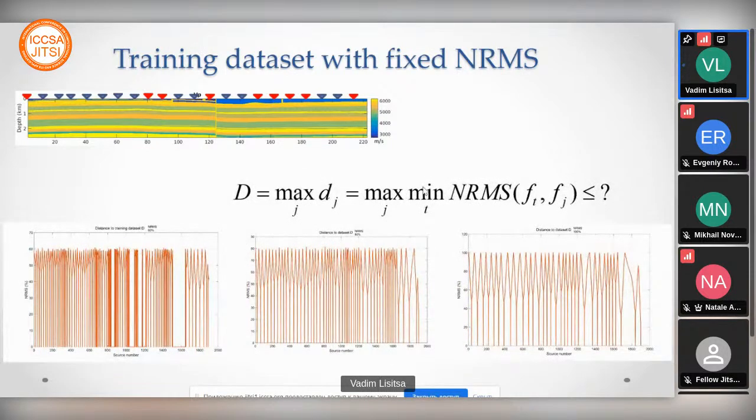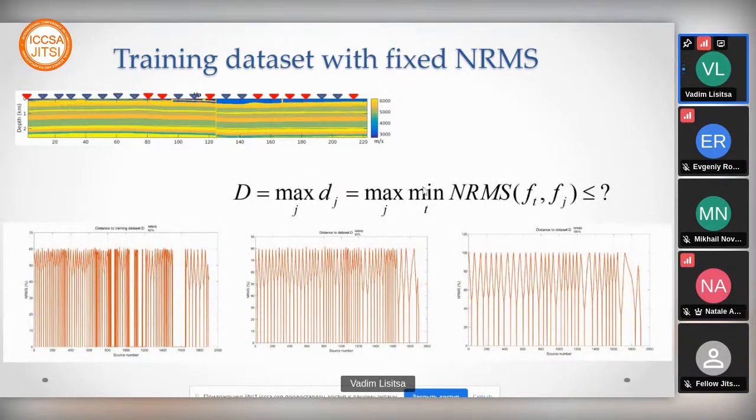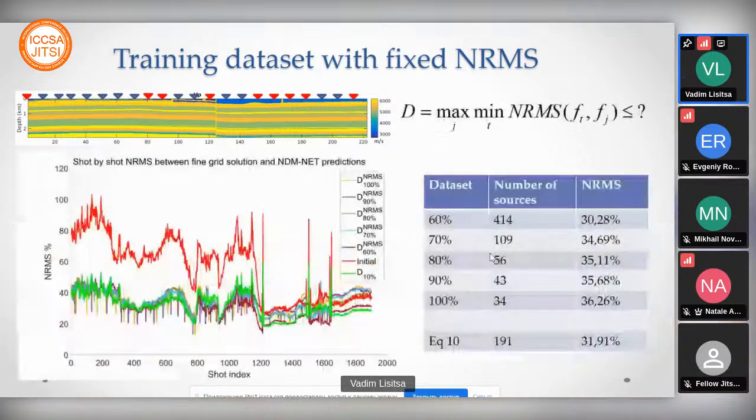So we allow the distance from the entire data set to the training data set not to exceed 60%, 80%, and 100%. And you see that the higher the allowed distance, the coarser the training data set. Then we took a look at what would happen if we consider different data sets with different maximum distance, varying it from 60 to 100%.